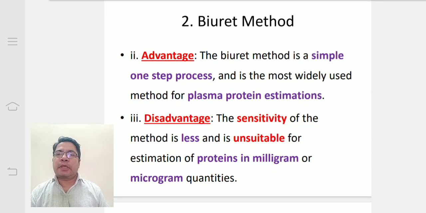Advantage of Biuret method is it is a simple one-step process and is most widely used for plasma protein estimations. The disadvantage is that the sensitivity of the method is less and is unsuitable for estimation of proteins in milligram and microgram quantities.